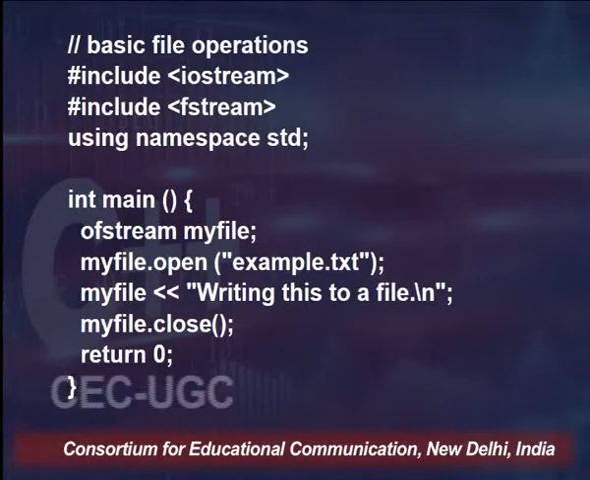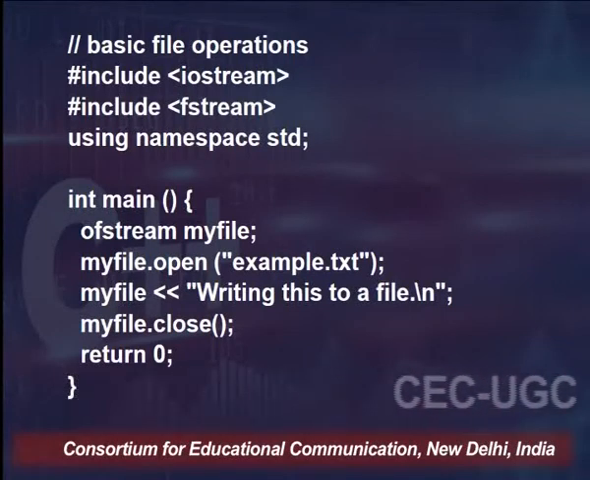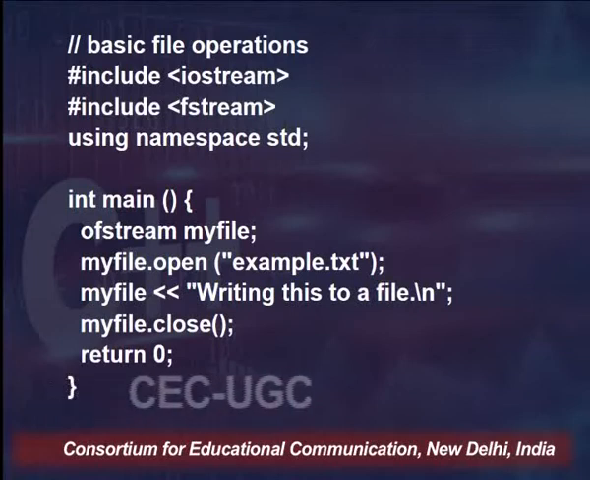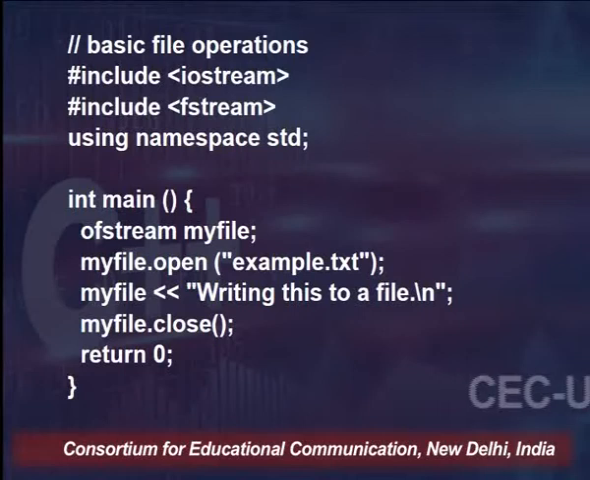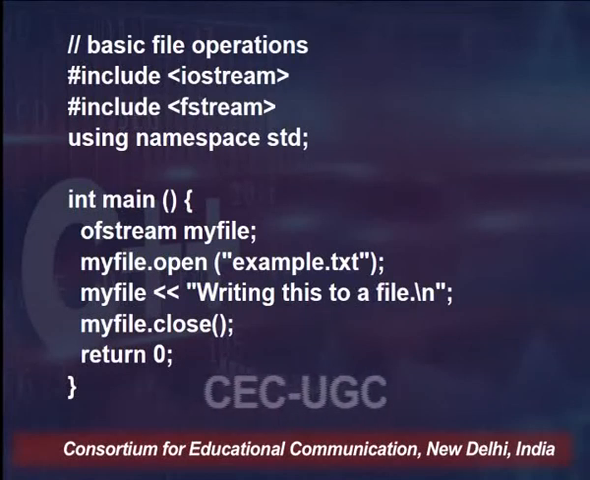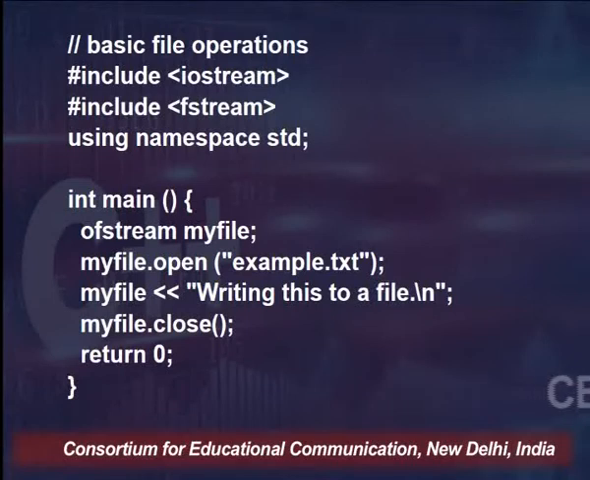So let's try to do it with the help of a very simple program which is shown on the screen. You have #include <iostream>, #include <fstream>, and using namespace std. Now you understand the significance of both, iostream and fstream. fstream is there for when we want to do operations simultaneously, that is, to read the file and to write onto the file both.